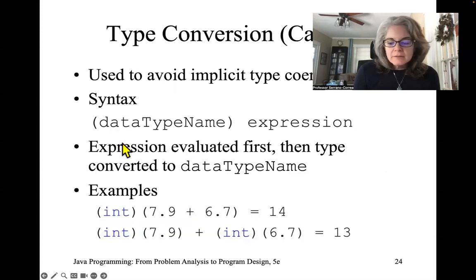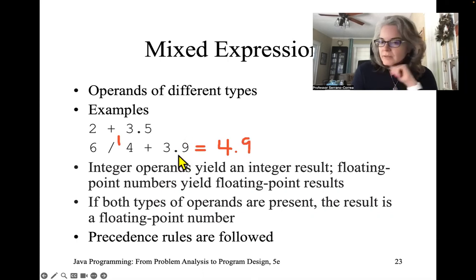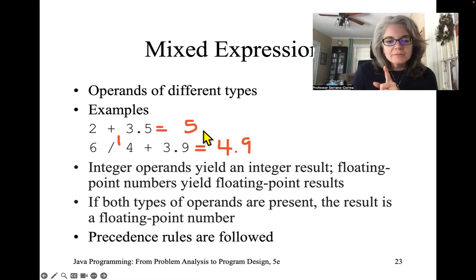And then 1, if it lets me annotate. This would be a 1, there we go. Then 1 plus 3.9 is going to equal 4.9. Now, it does 4.9 because you've got one floating point number. If you have one floating point number, then it's going to give you a floating point number. So this would be 5.5.